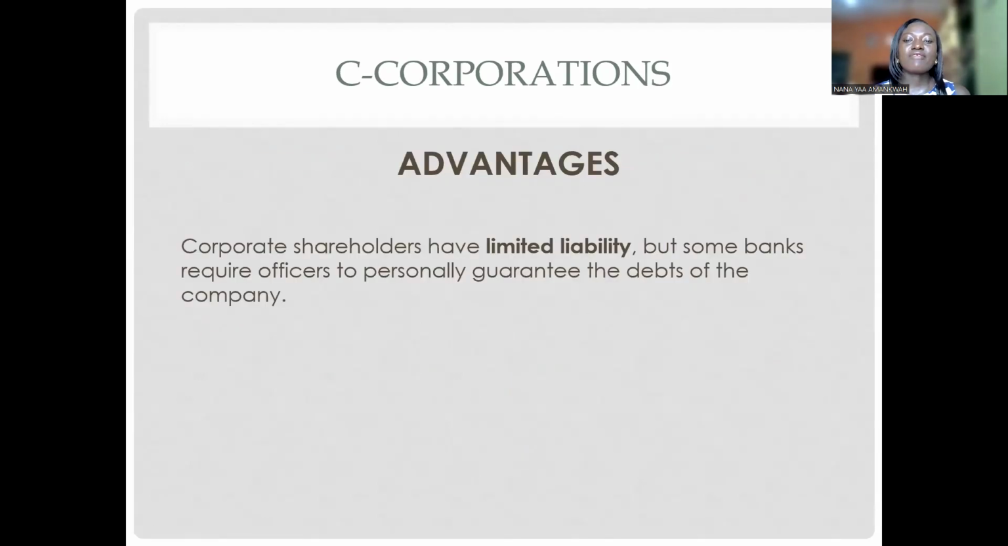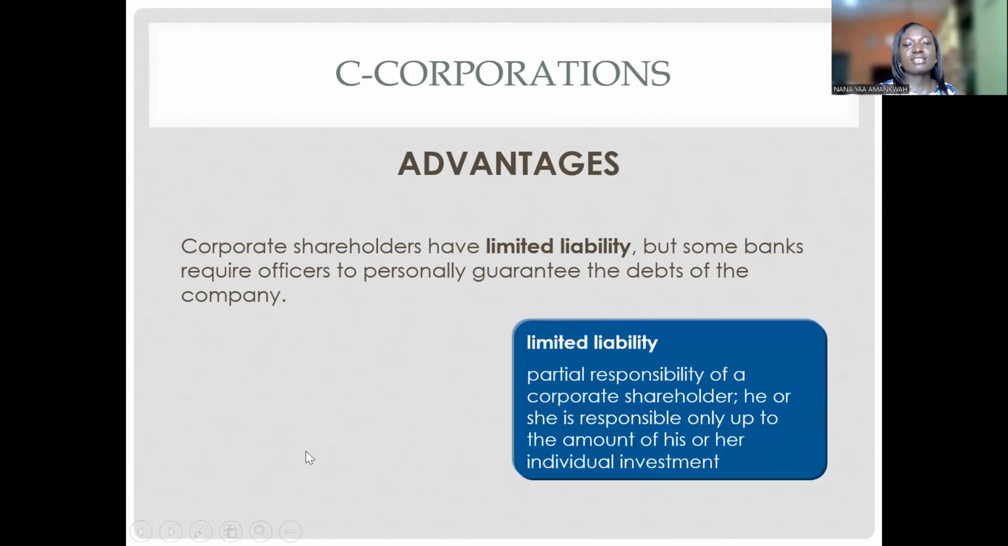Now, what are the advantages of the C corporation? In terms of the advantages, corporate shareholders have limited liability. So they don't lose everything they have when there's a problem, an issue in the business. But some banks require officers to personally guarantee the debts of the company. That's one of the advantages. You have limited liability.